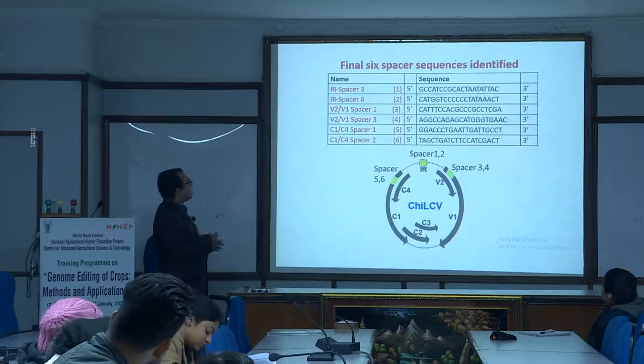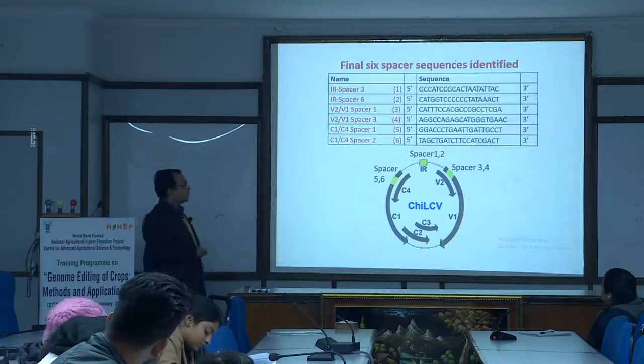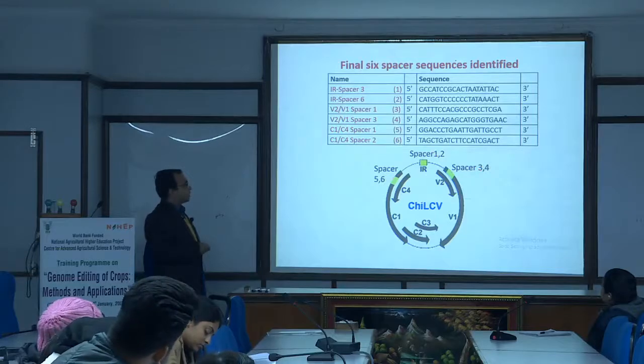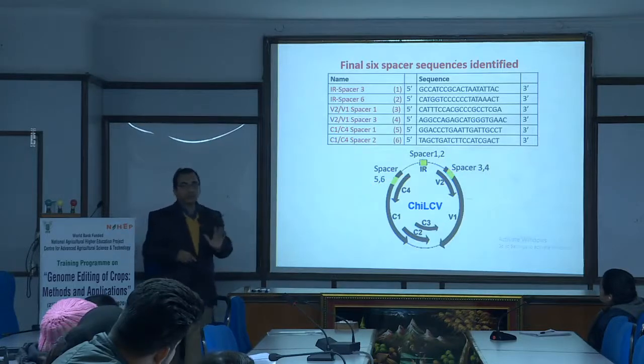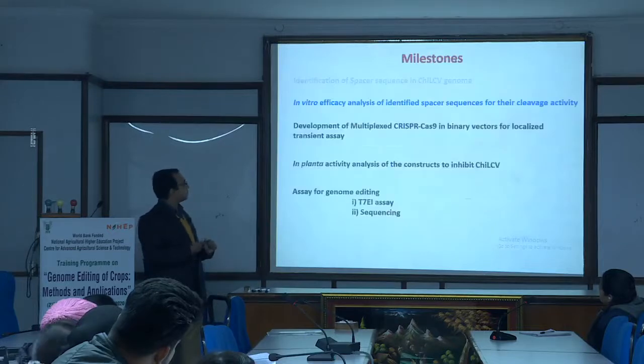In that way, finally we chose these 6 spacer sequences, 2 each from these 3 regions. So, spacer 1 and 2 from the IR region, 3 and 4 from this region, 5 and 6 from this region. So, from these 3 regions we chose 2 each, 6 spacer sequences in total.